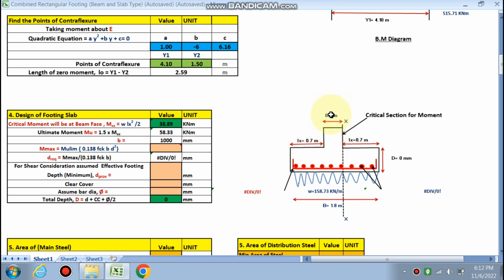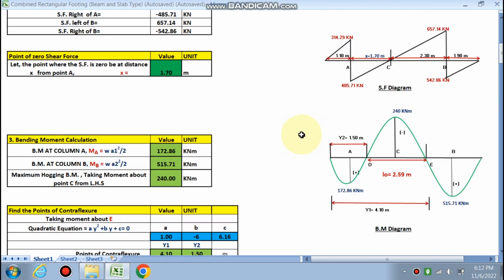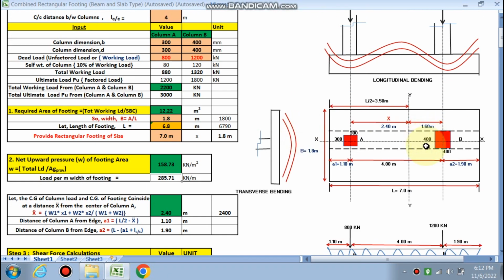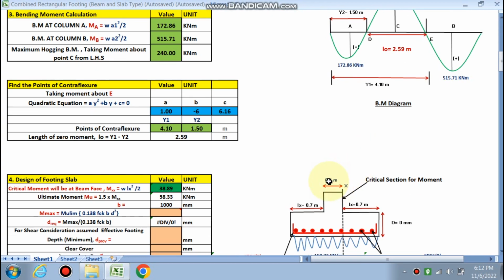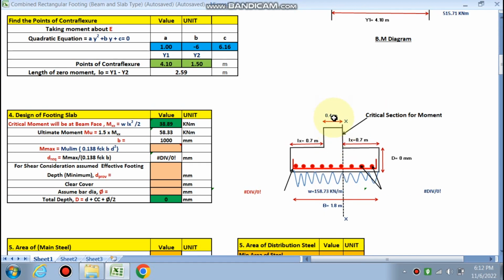We have to notice that the maximum size of the column will be taken as the size of the beam. So in our case 400 by 400 is the maximum, so we will take 400 mm as the size of the beam, and 1.8 meter minus 0.4 divided by 2 will give you Lx value 0.7 on both sides. So W into Lx square by 2, W is 158.73 already been calculated, 38.89, ultimate moment 1.5 times.